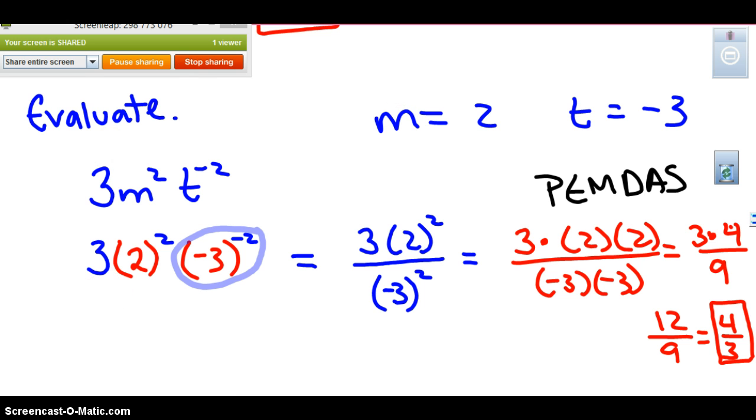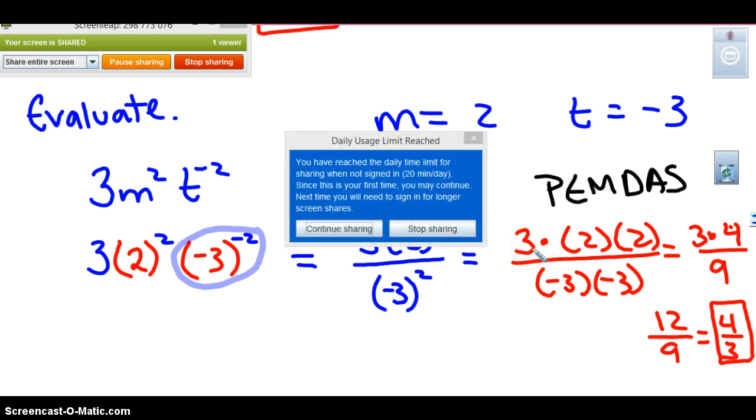So what was the newest part about this? What was new today? The negative exponent, right? Once we got rid of that negative exponent, was anything else new? No, right? Okay.